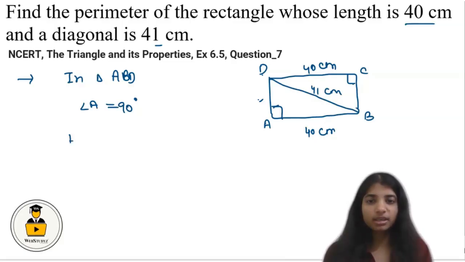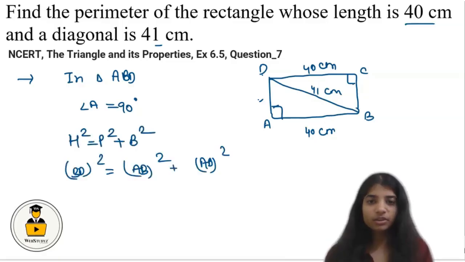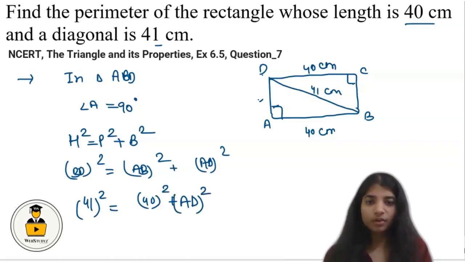So using the Pythagoras theorem, hypotenuse square is equal to perpendicular square plus base square. BD from here is 41. So the square of 41 is equal to AB, which is 40, square of 40, plus AD square. So 41 square is 1681, which is equal to square of 40, that is 1600, plus AD square.